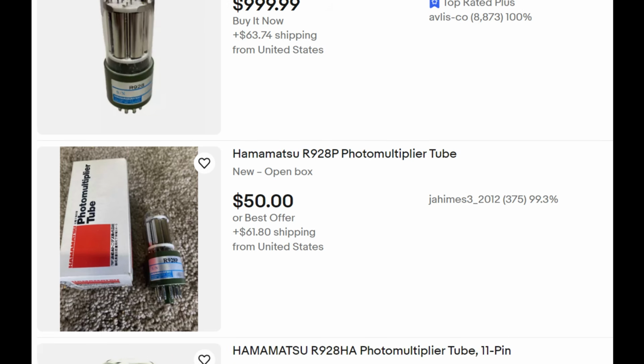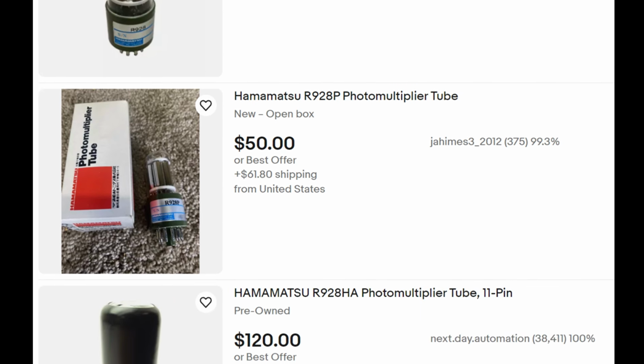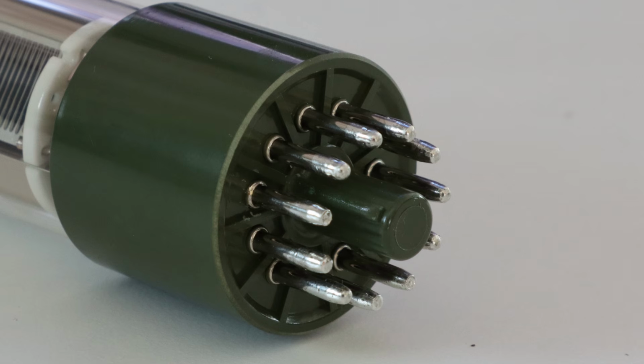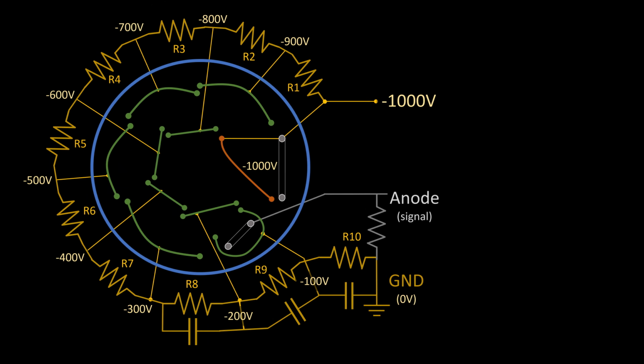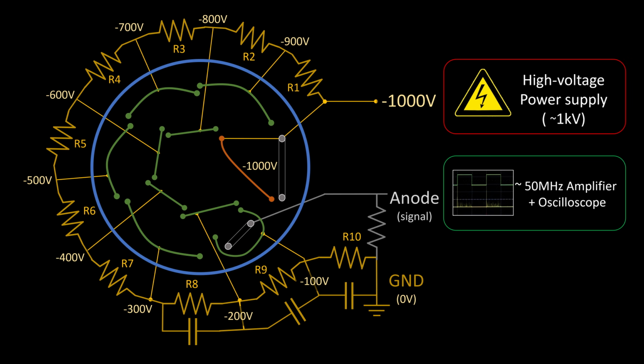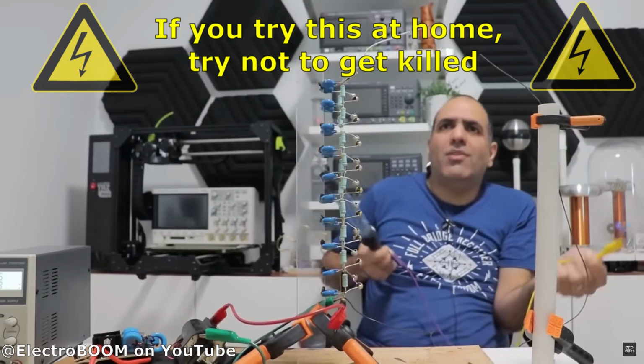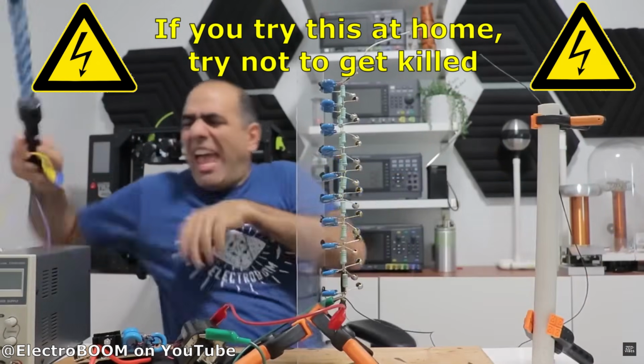But that's not all. To operate them, you also need a socket for the connector, some passive components to make the voltage divider, a high voltage power supply, and additional electronics to record the signals. And all of this can make light detection experiments involving photomultipliers expensive and complex, especially because you're also working with serious voltages in the order of a kilovolt.